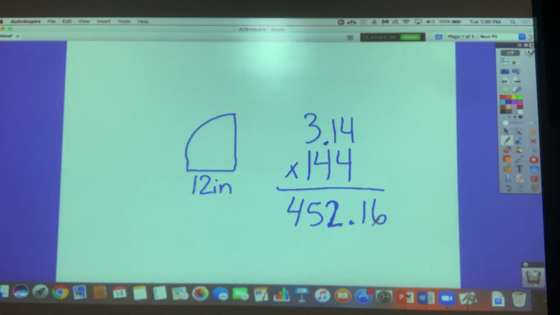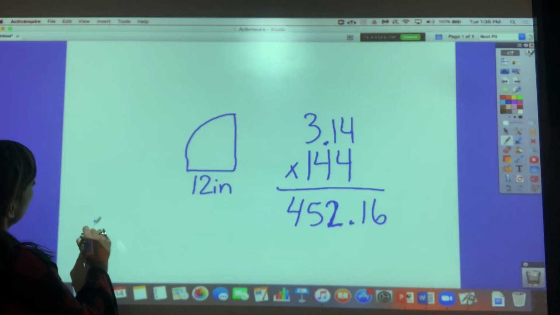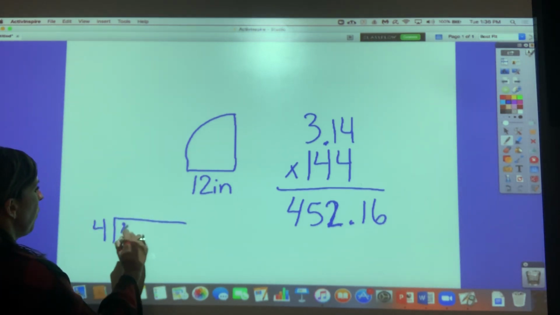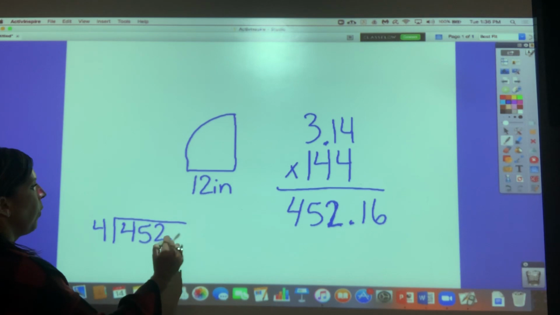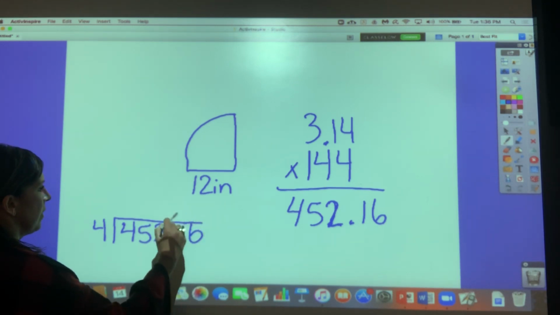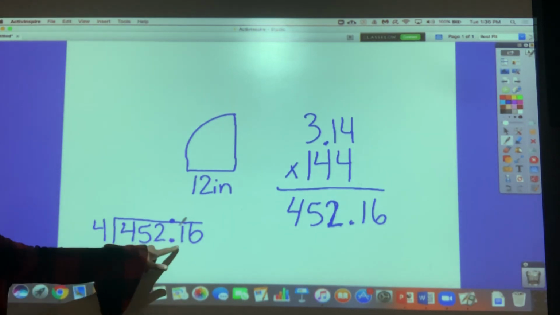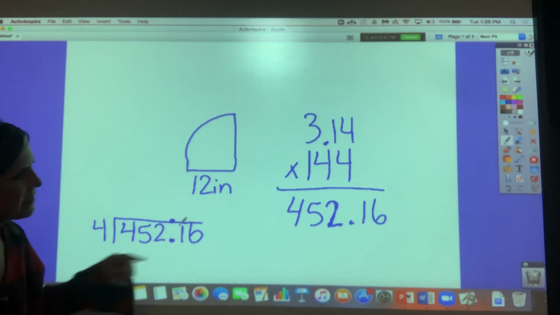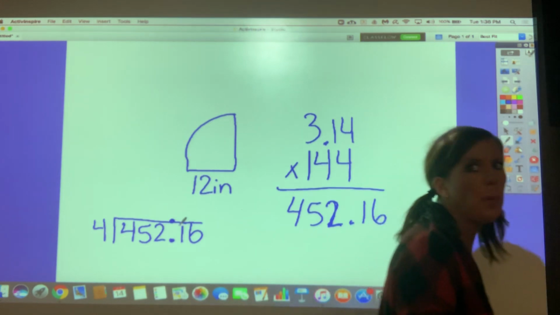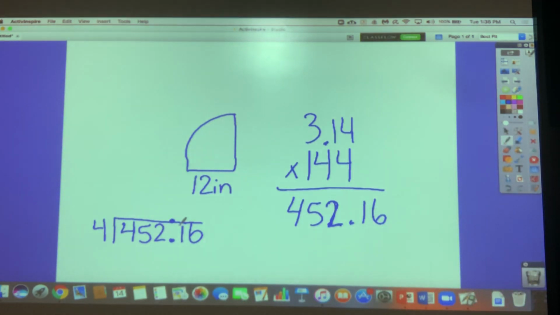We only have a fourth of a circle. So we need to put 4 into 452.16. Okay, and again, these are divisibility rules. It tells us if 4 goes into the last 2 digits, 4 goes into this number. That tells us 4 is going into that number because 4 goes into 16. So 4 into 452.16.